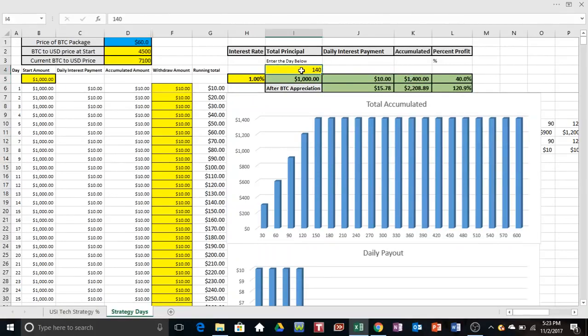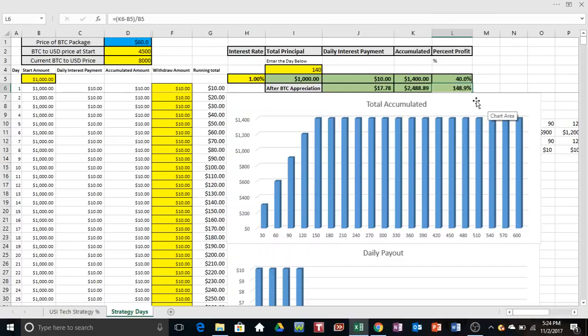So at the end of 140 days, let's just say that Bitcoin is worth $8,000 at the end of my contract. Okay. So if Bitcoin never appreciated, then here would be my profits right here. But because I think Bitcoin is going to go up to $8,000, here's what my actual profits are going to be at the end of my 140 days. Actually, I will have accumulated $2,488 because of the Bitcoin price accumulation. And so my percent profit is 148% versus the 40% that USI Tech advertises.